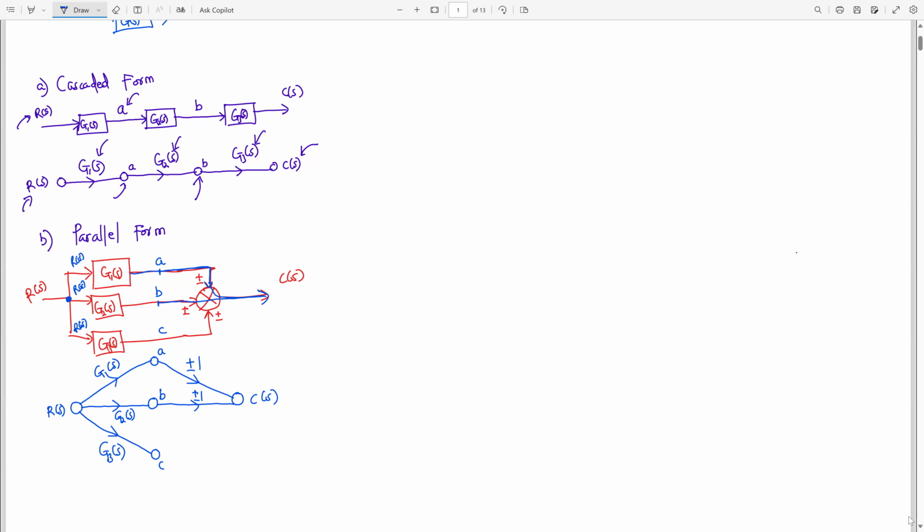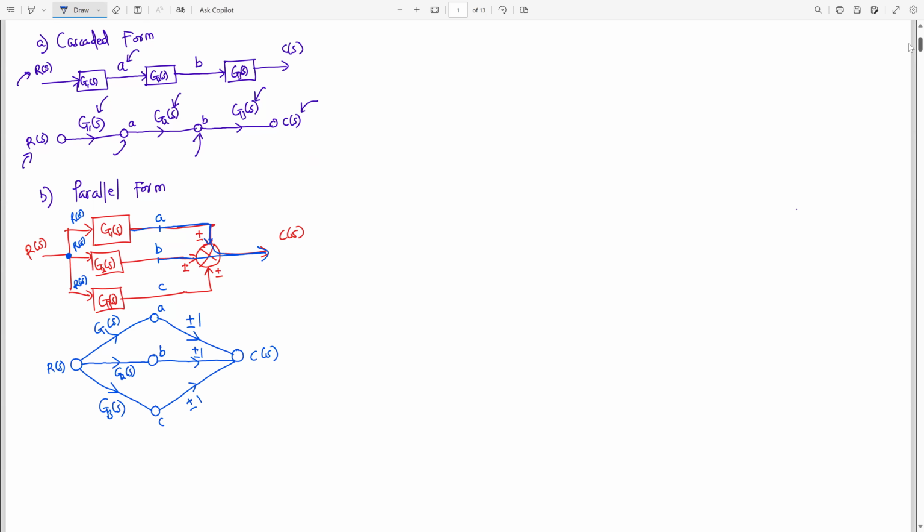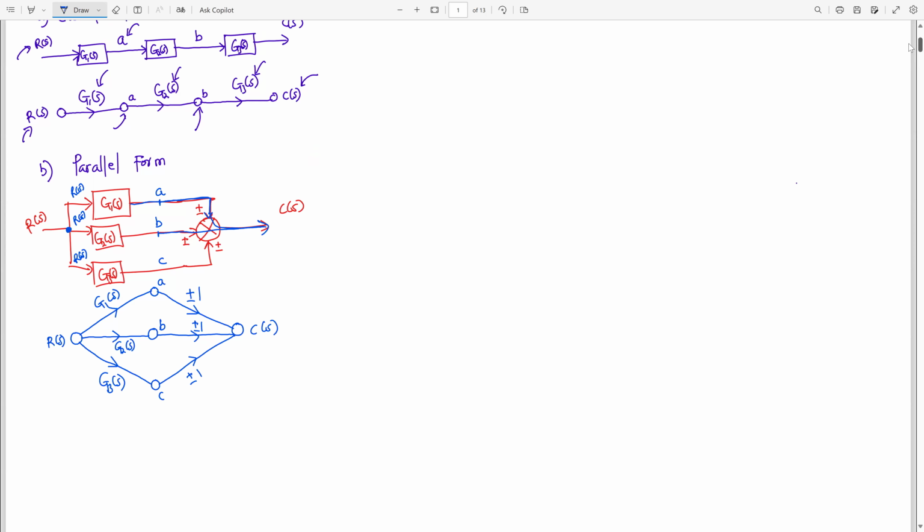Right? And then we continue for this side too. We show the direction of the signal, and then we name the branch with the transfer function of 1, right? So based on what I've done right now, we can form rules of thumb, right?